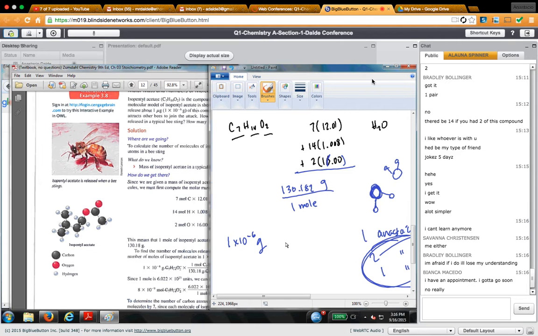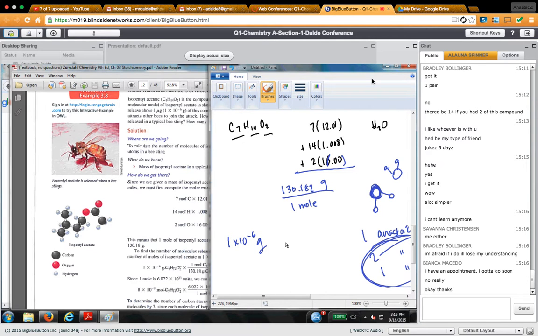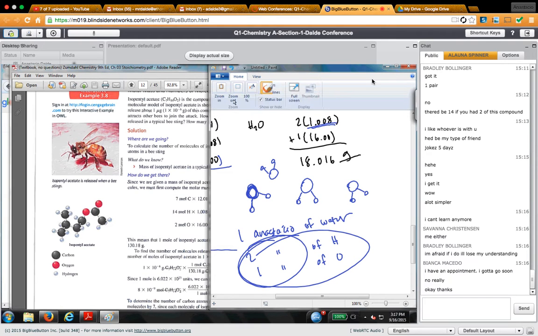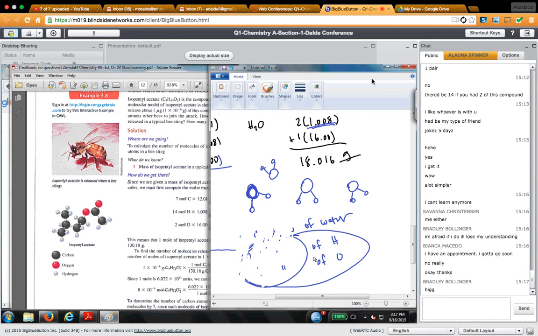Sound good? All right. So, I have this many grams of isopentenyl acetate inside of a bee sting. How many atoms is that? Well, here's what we do. Okay. By the way, is the number going to be big or small? I'm assuming it's gonna be big, because we're talking about atoms here.